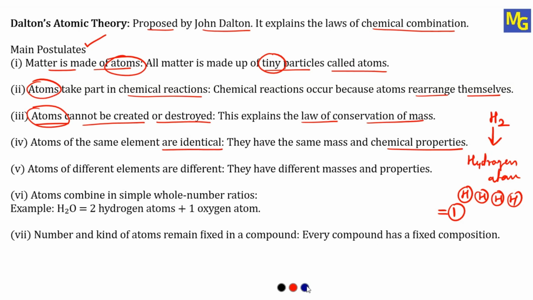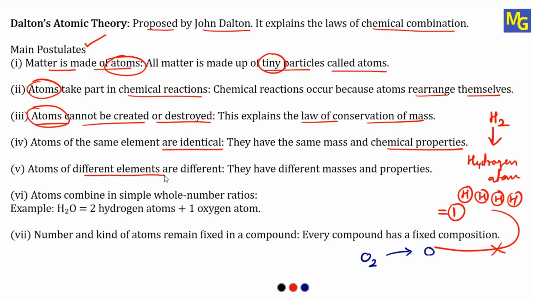Now if I take the example of oxygen, then the atoms will be shown as O. Then all the O will have the same mass, same property. But remember, the properties of hydrogen and oxygen are not the same. The mass of hydrogen and oxygen is not the same, but the atoms of one same element will be the same. Now the next one.